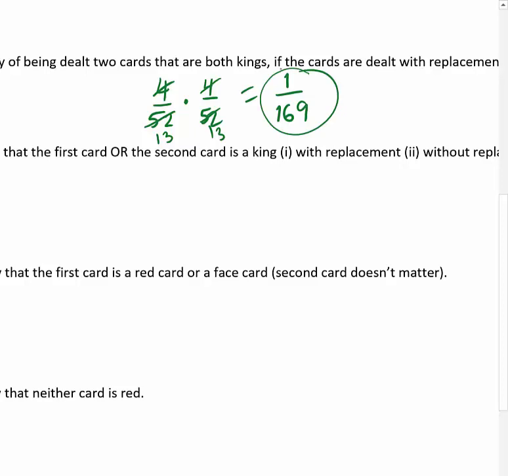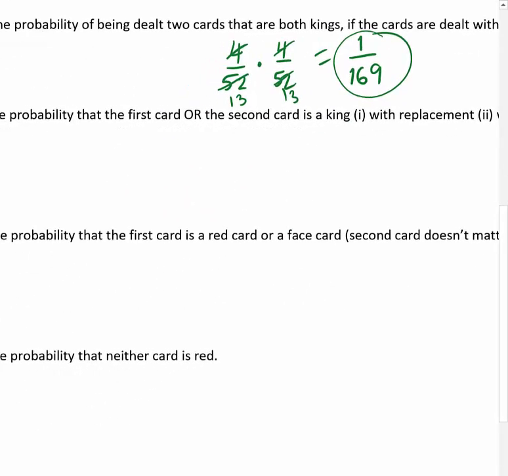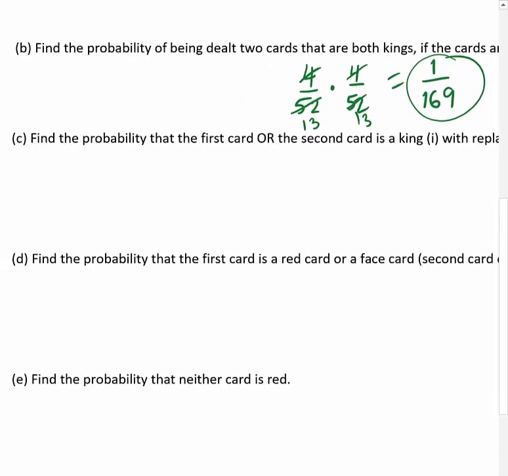You have a 1 out of 169 shot, if you replace the first card, of getting a king on the second card. So not much of a better shot than if you didn't replace, huh? Alright, how about part C?